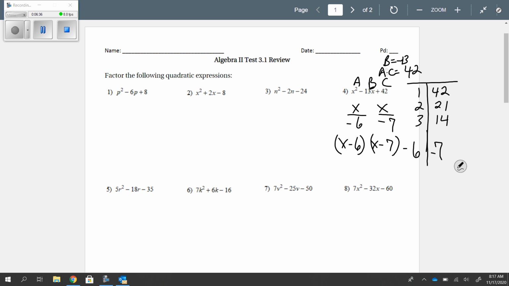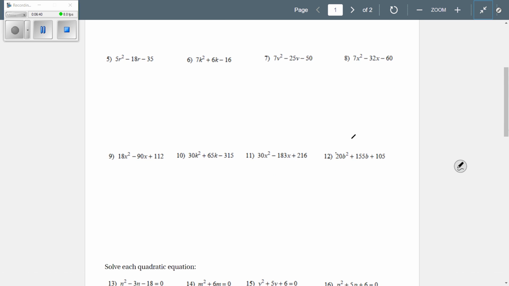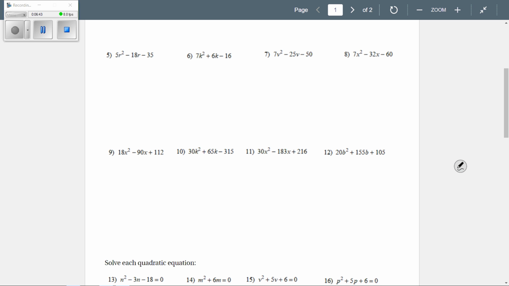Now we're going to move to the tougher part of the unit. Scroll down. Looking at number 5, when A is greater than 1, we just got to do a little bit more math. So we have 5r squared minus 18r minus 35. First thing we do is label A, B, and C. B is a negative 18. Don't forget the negative. A times C.